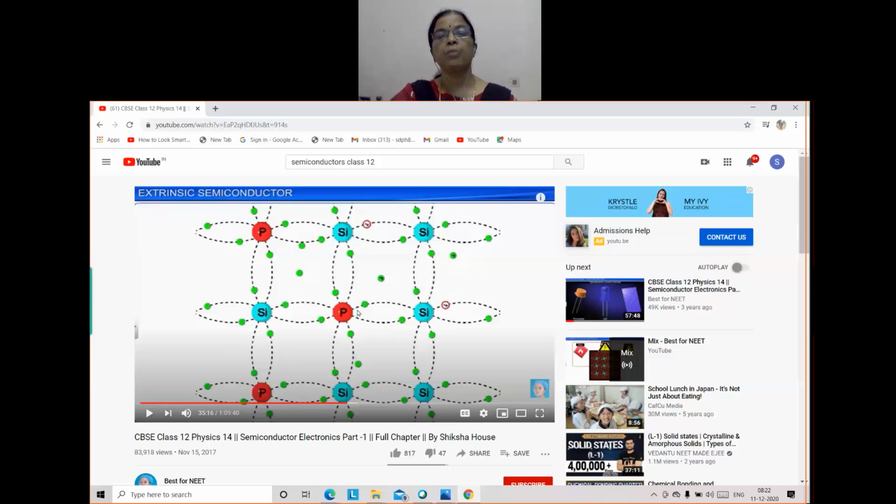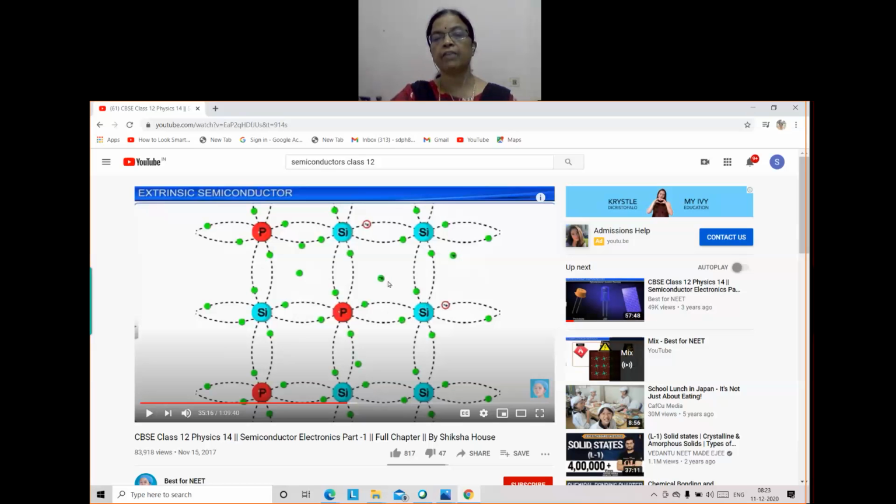How many electrons are in the outermost shell? 5 electrons. And 4 of them, 1, 2, 3, 4, make covalent bond with the neighboring silicon atoms. Out of 5, 4 of them make covalent bond with the neighboring silicon atoms. Understand? 4 of them, but 1 electron is free.